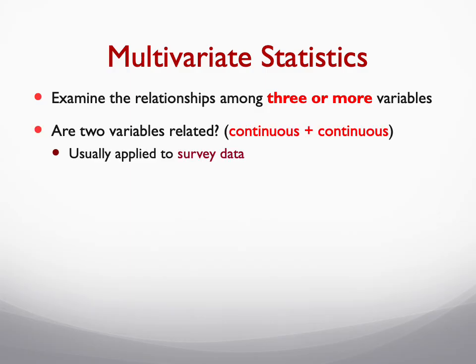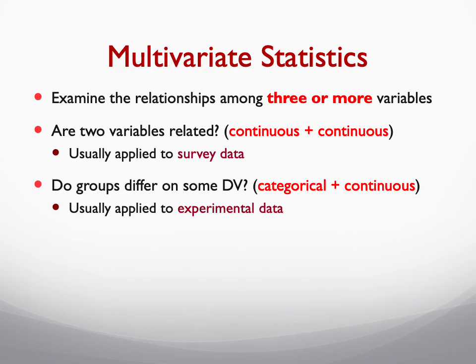So when we're thinking about relationships, are two variables related? This is typically for survey data where we have an independent variable measured at the continuous level and a dependent variable measured at the continuous level. And we can also look at whether groups differ on some DV, in this case, often with experimental data, where we have a categorical independent variable, such as a treatment versus a control group, and a continuous dependent variable. So just like with bivariate statistics, multivariate statistics can be used both with relationships and for differences, and we're going to have a slightly different analysis for both of those situations.